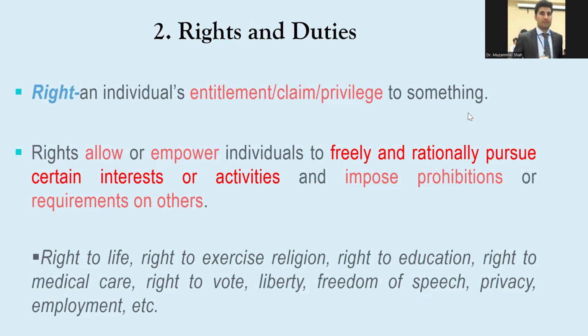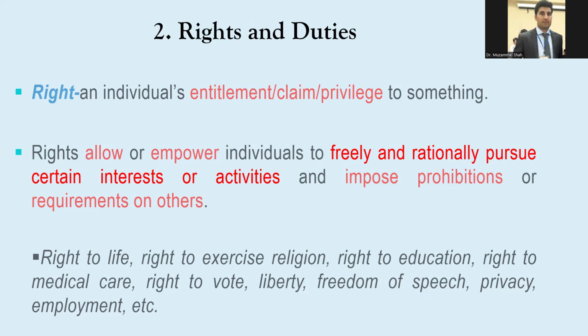Hello and welcome. Today we are going to talk about the second ethical principle, that is rights and duties. Rights is basically an individual entitlement or a privilege to something. And there are two things in rights. Number one, rights allow or empower an individual to pursue certain interests in his or her life. And the second one is prohibition: rights impose prohibition on other people, or require other people to behave in a certain way toward the holder of the right.